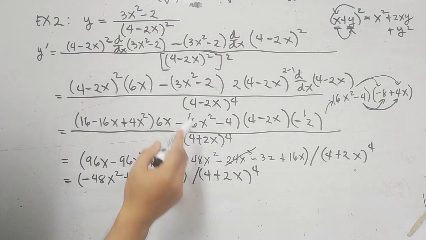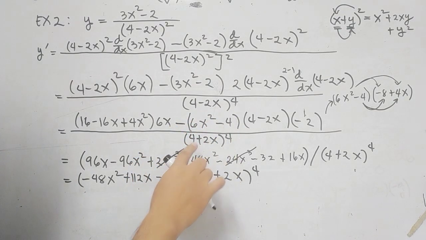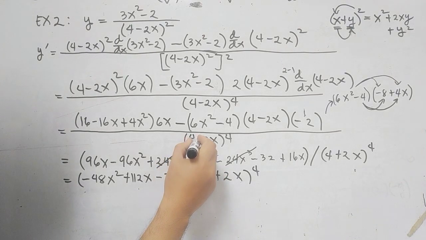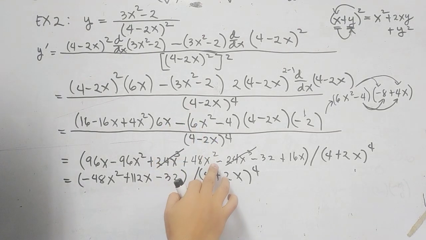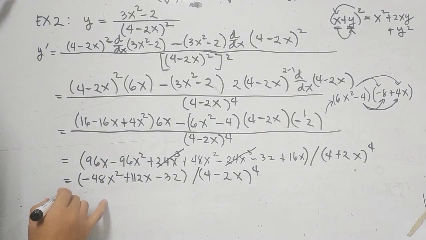So, if we have noticed, we have here 4 minus 2x raised to 4. This one is supposed to be negative 4 minus 2x. This one is also negative, 4 minus 2x raised to 4. Now, going back to this one, these are divisible by 8. So, we will divide this one by negative 8.